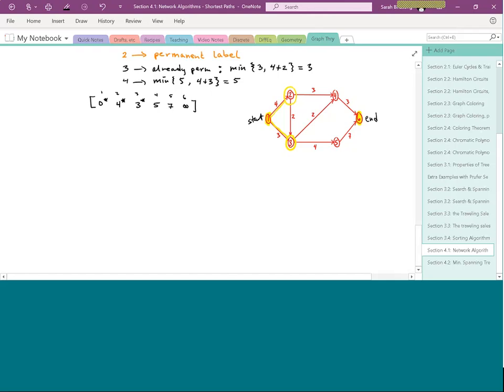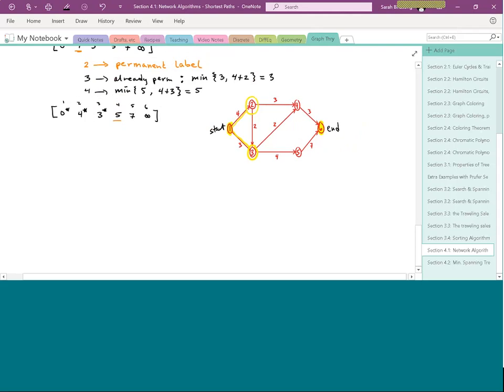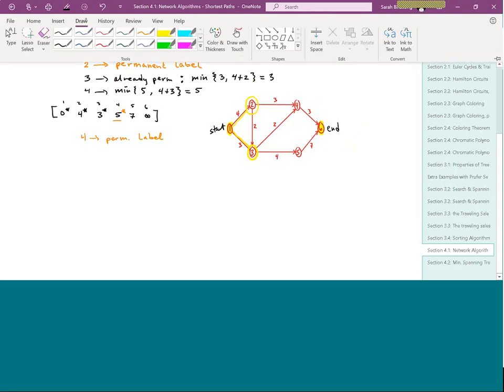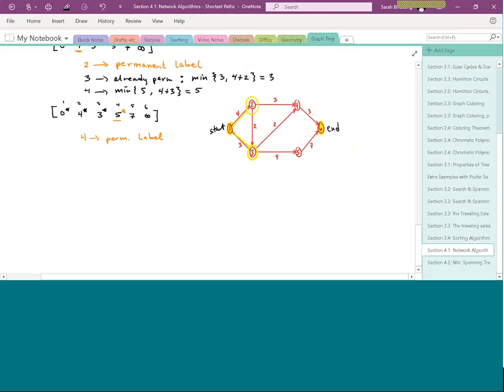Okay. And you totally answered the question of what I was about to ask us as well, which is, who is our next vertex that we're going to make a permanent label? It's going to be vertex 4. So here, vertex 4 will turn into a permanent label. We'll go ahead and start right there. Now, once you've turned vertex 4 into a permanent label, who's adjacent to vertex 4?